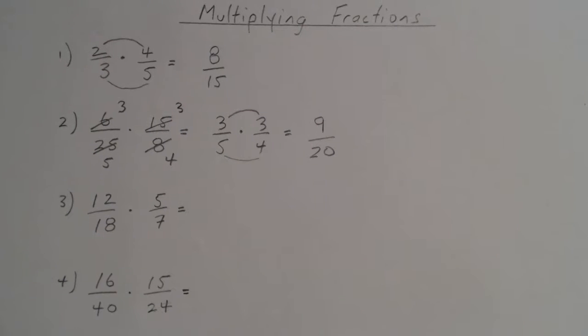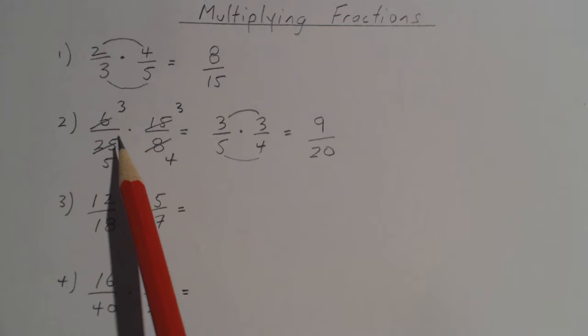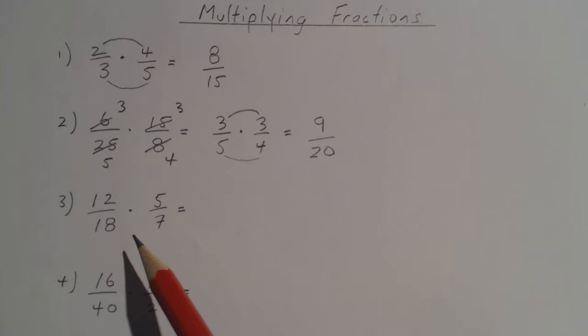So I'll say it again, where possible, make the top and bottom numbers smaller by cross-cancelling. Now every time you cross-cancel, you must always do it in pairs.